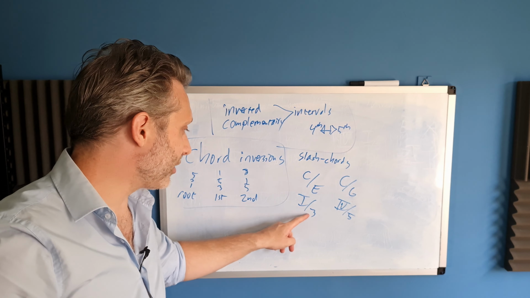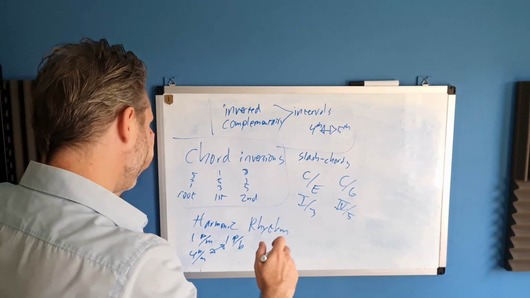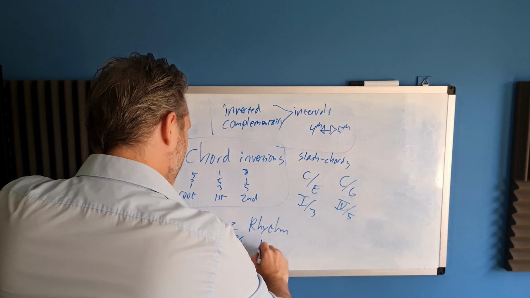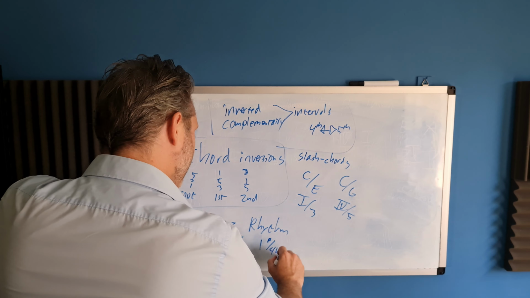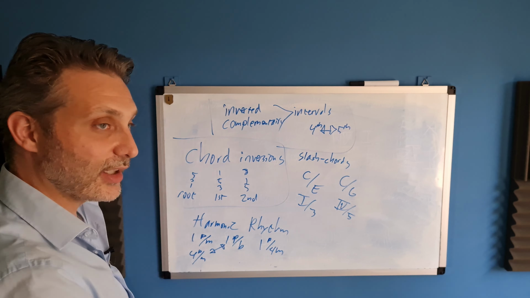And then there's harmonic rhythm. That could be 1 per measure or 1 per beat. Or that could be 4 per measure. So that's the same thing in a 4/4 time signature, but it's not the same thing in a 6/8 time signature, for example. It could be 1 per 4 measures. There are all different kinds of harmonic rhythm.